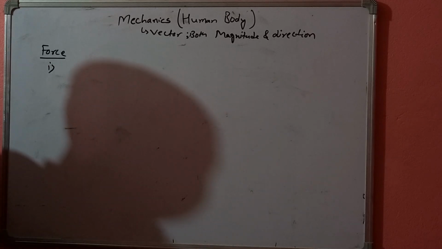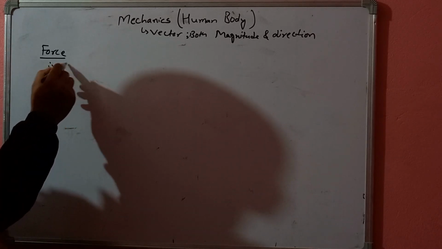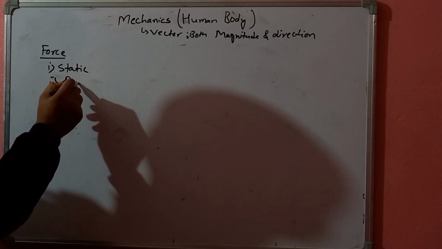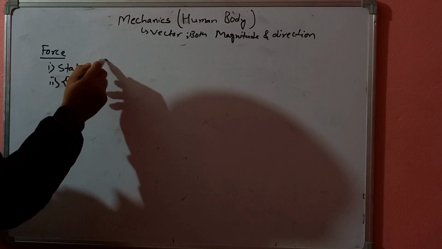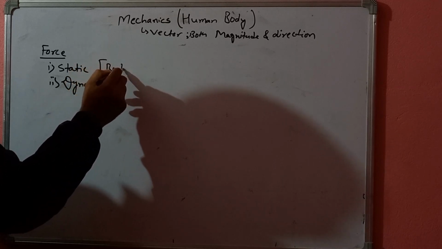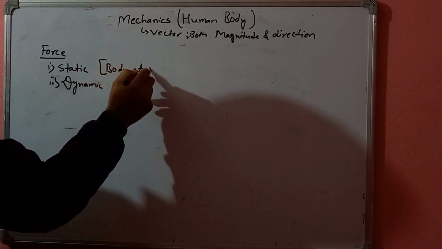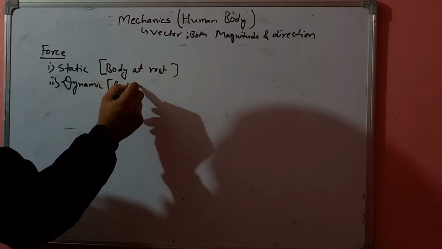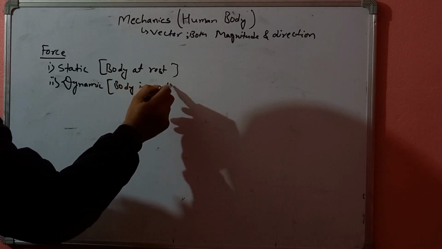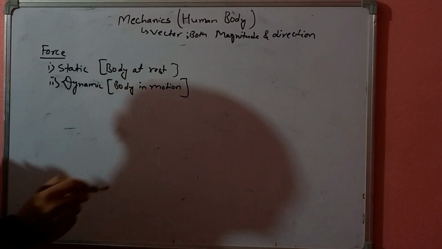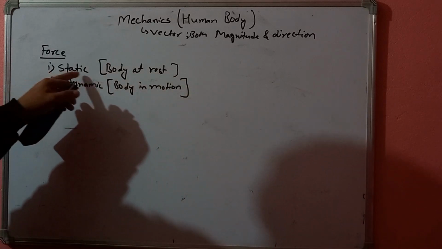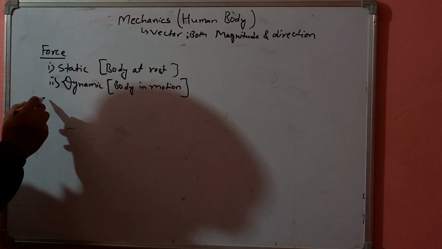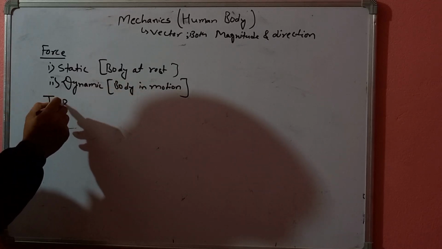In force, there are two types of body. One will be a static body, the other will be a dynamic body. The static body will be at rest, and the dynamic body will be in motion, correct? We find two types of object or body, static and dynamic, correct? Now we come to the force. Types of force, right?